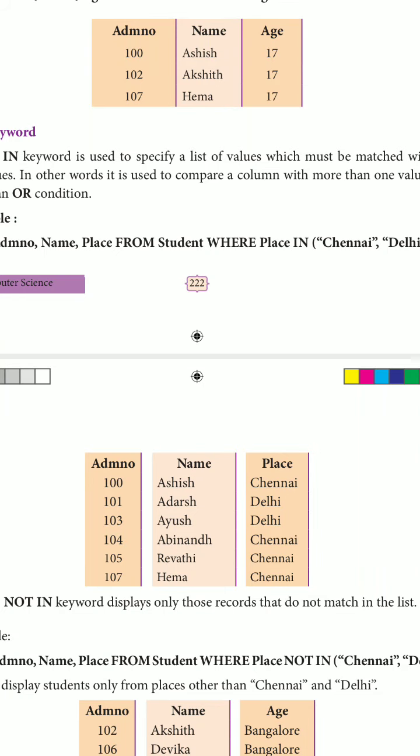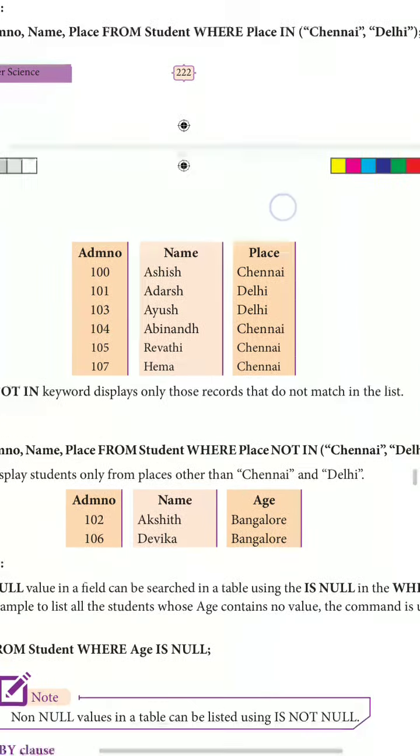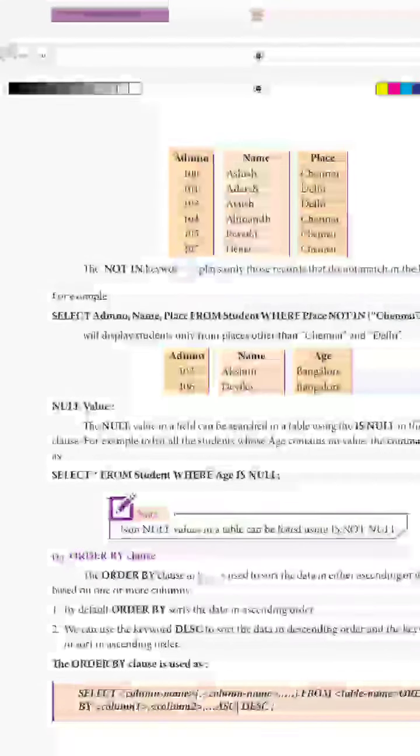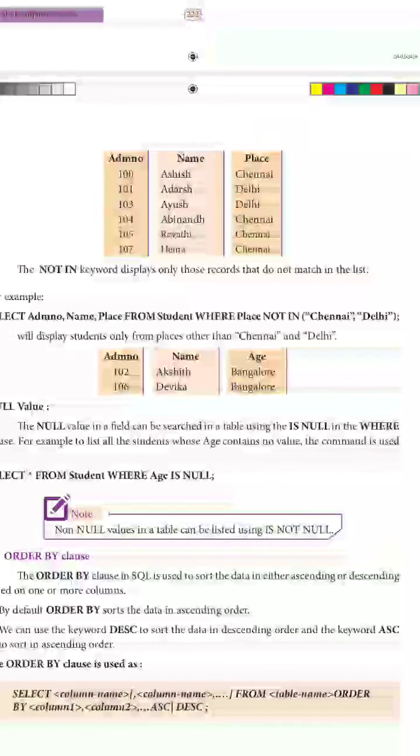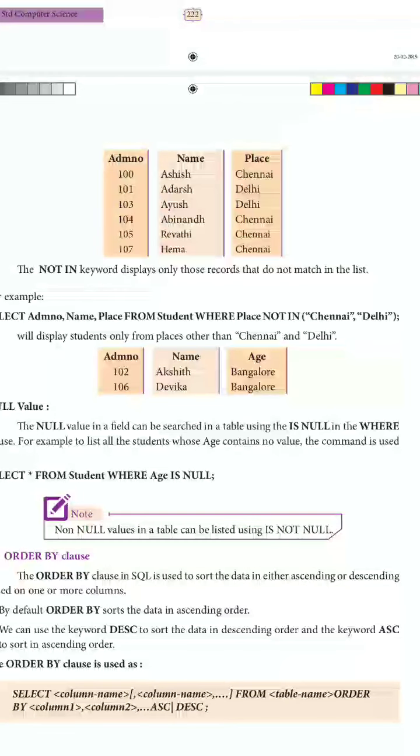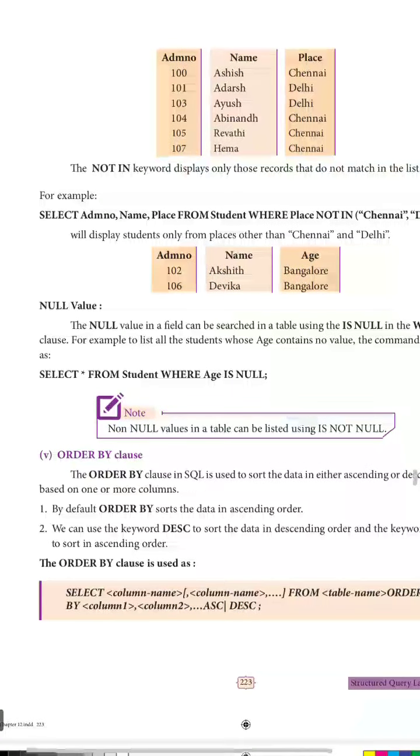Okay. So next is from table and not in. It is the opposite of it. It will eliminate the records where place is equal to Chennai and Delhi and show the other places like Bangalore, etc. Okay. Next is order by.